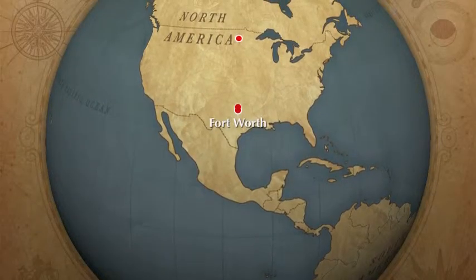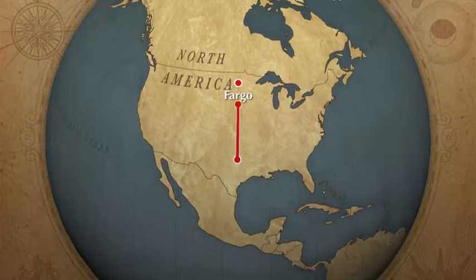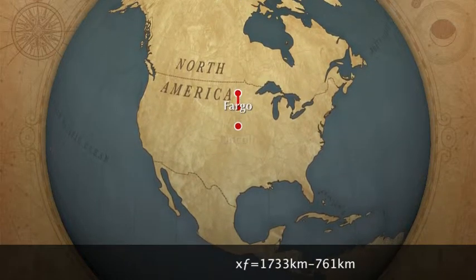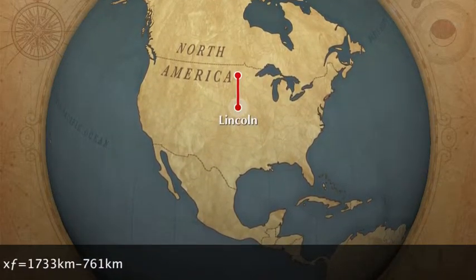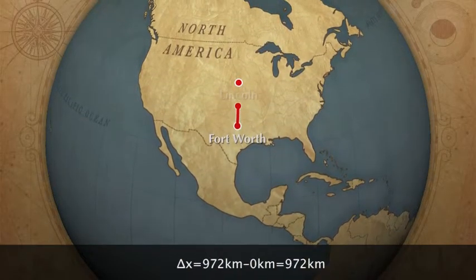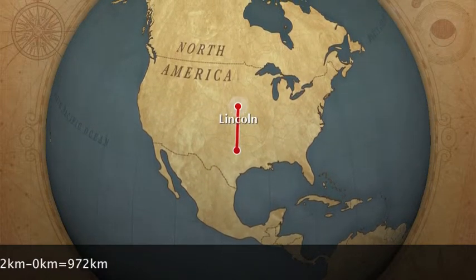But since displacement is defined as final position minus the initial position, you would have to find the final position, which would be done by taking the distance from Fort Worth, Texas to Fargo, North Dakota, which is 1,733 kilometers, subtracting the distance from Fargo, North Dakota to Lincoln, Nebraska, which is 761 kilometers. You would find that the final position would be 972 kilometers. So then you would take this final position of 972 kilometers and subtract the initial position of Fort Worth, Texas, which is 0, to find that the displacement of the man's trip is actually just 972 kilometers.